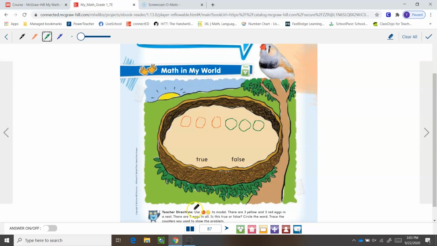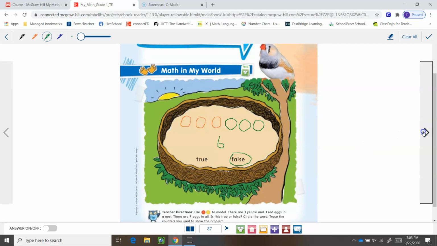So 3 orange eggs, 3 green eggs. And then it says there are 7 eggs in all. Is this true or false? Well, I can count. Do I have 7 eggs in the nest? 1, 2, 3, 4, 5, 6. No, I don't. I have 6 eggs in the nest. So I do not have 7. So this statement is false.